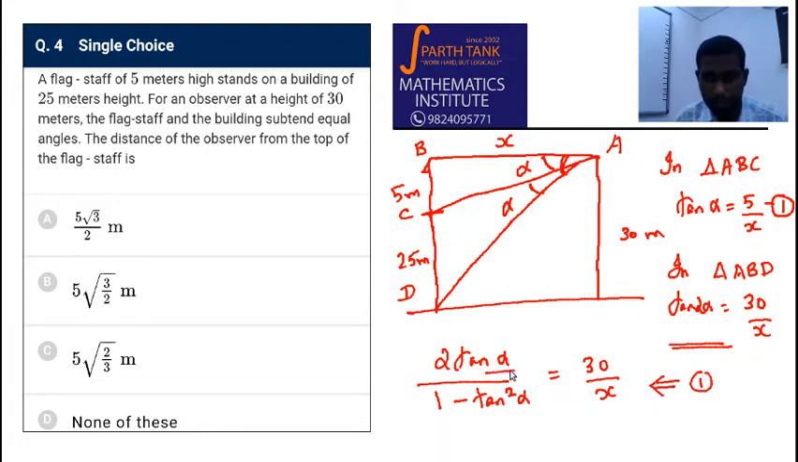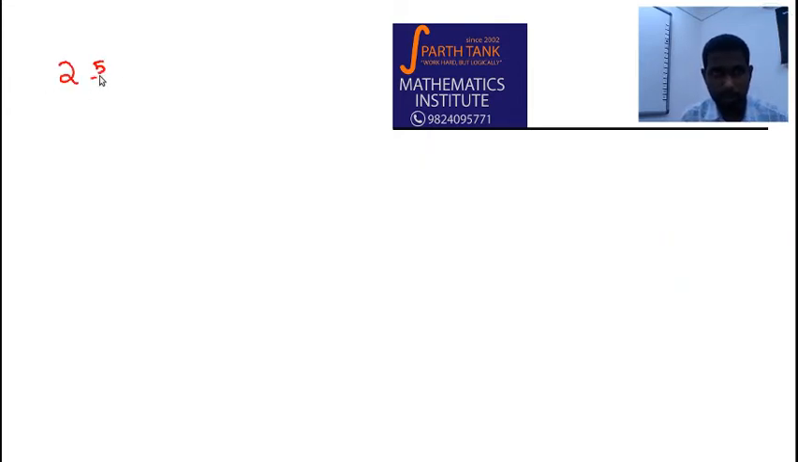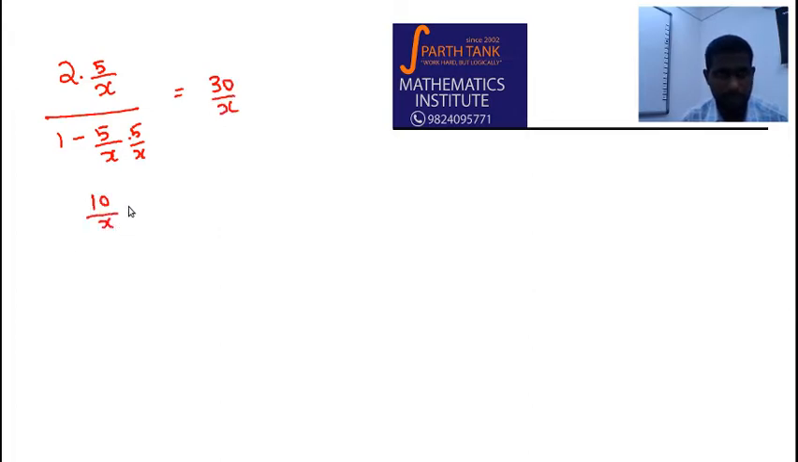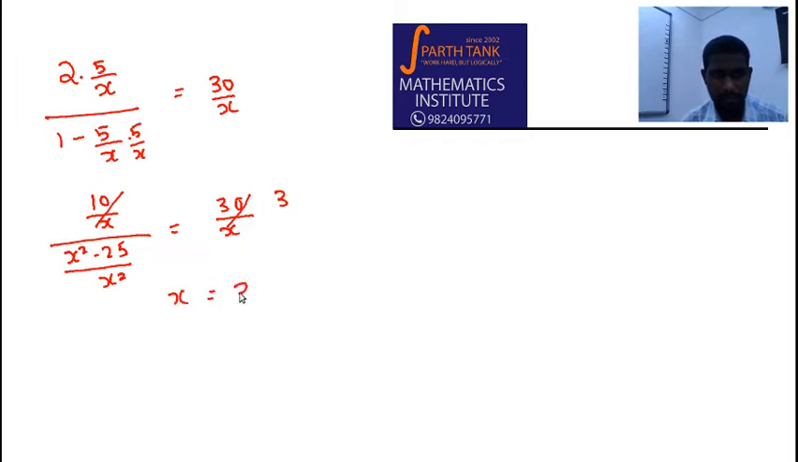If you substitute equation 1, that is tan alpha is 5 by x, let us see what happens. We get 2 into 5 by x by 1 minus 5 by x into 5 by x, which is 10 by x, and the denominator I get x squared minus 25 by x squared is 30 upon x. Now these two sides can be cancelled to have only 3, and a bit of rearranging gives x squared is 3x squared minus 75, or 75 is 2x squared. Therefore x squared is 75 by 2.